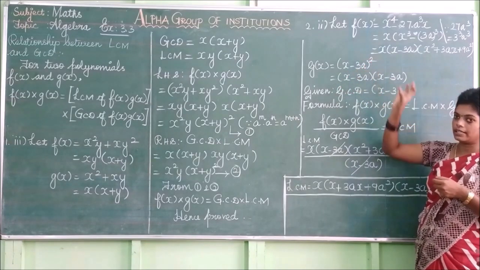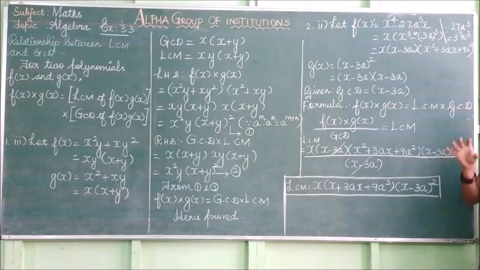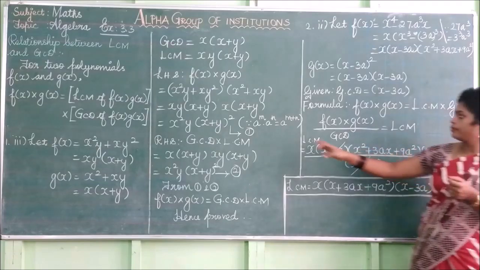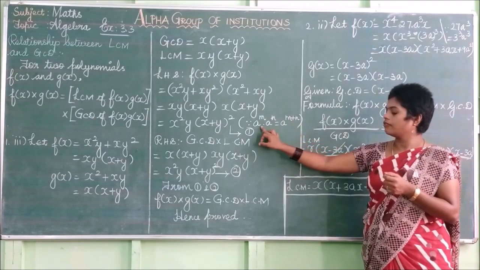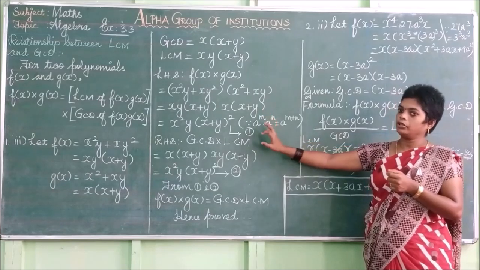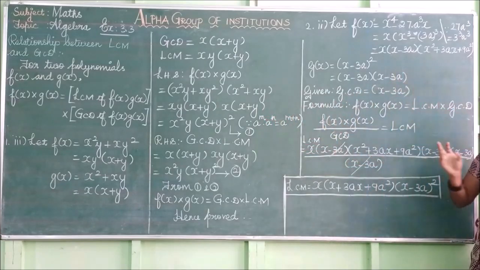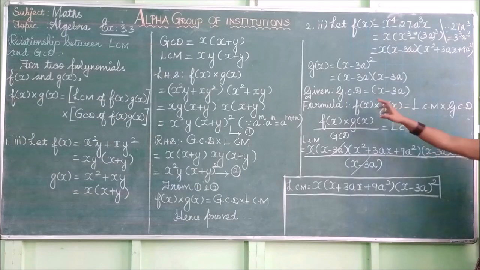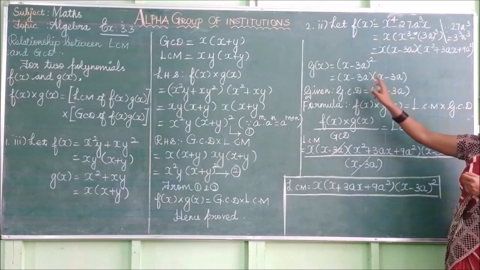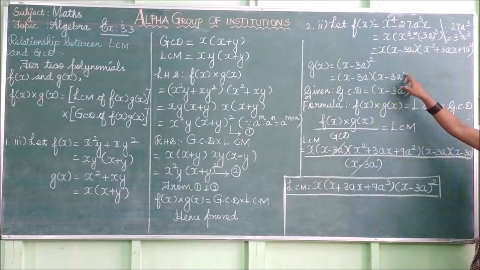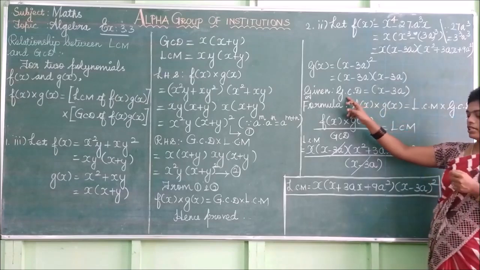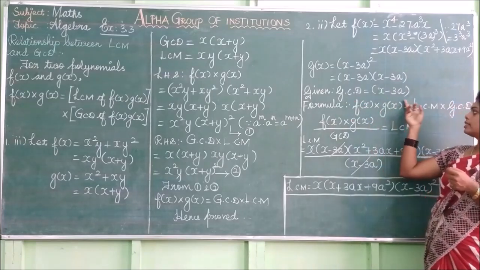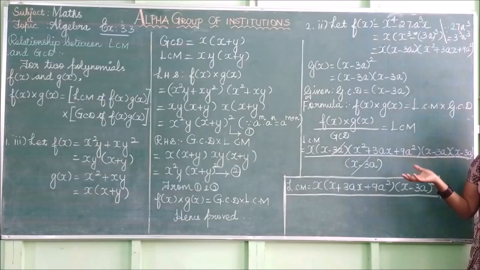Whether you keep that (x minus 3a) whole square as it is or separate and write it using the formula a power m plus n equal to a power m into a power n. So this can be split and written as (x minus 3a) power 1 into (x minus 3a) power 1. Okay, then what is our GCD given in the question? x minus 3a. So use the formula.